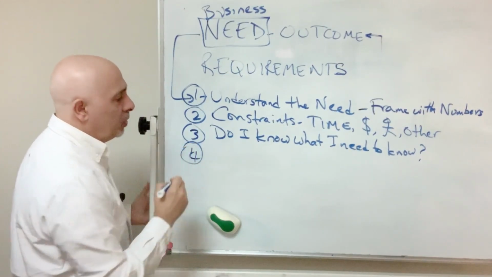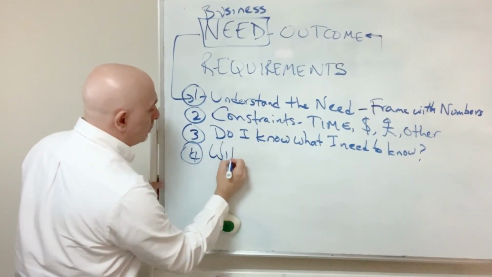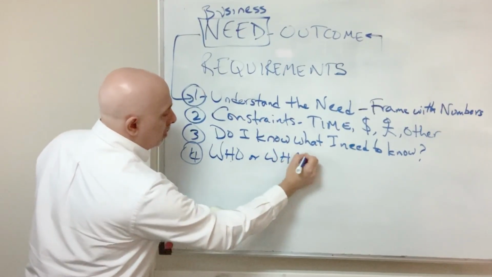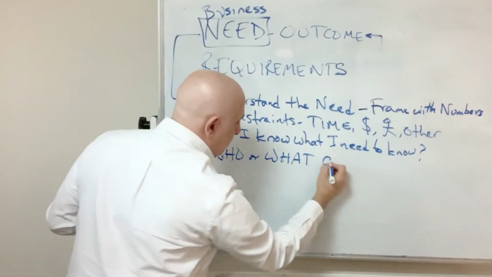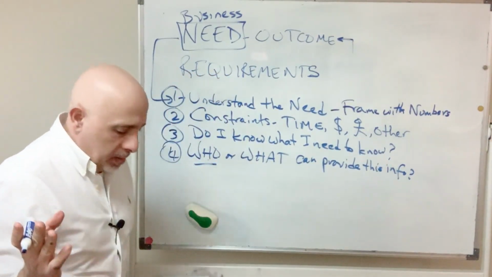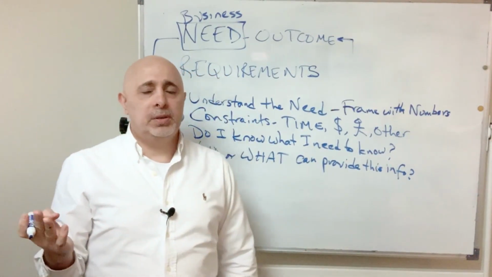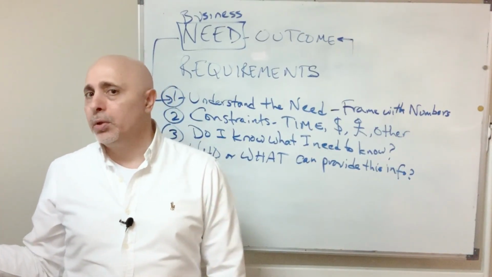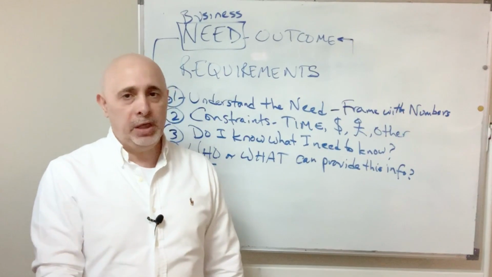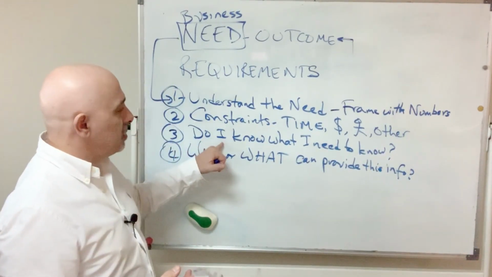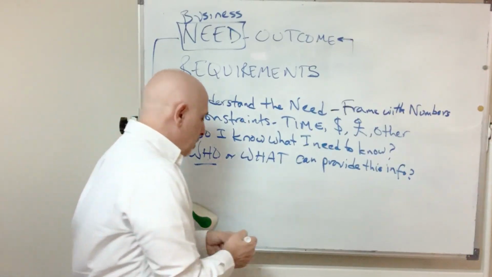And step number 4 is who or what can provide me this information. And the who would be people. These would be your stakeholders in the organization. Could be business managers, department heads, your colleagues, or the admins who are going to be using the solution. So now you know there are certain pieces of information that you need to collect.